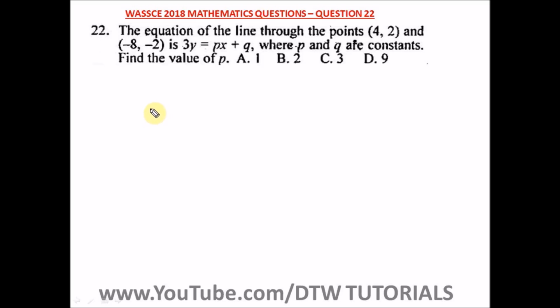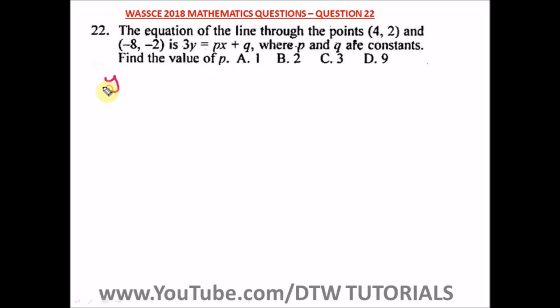Question 22 of the WASSCE 2018 Mathematics Past Question. It says the equation of the line through the points this and this is 3y equal to Px plus Q, where P and Q are constants. Find the value of P.